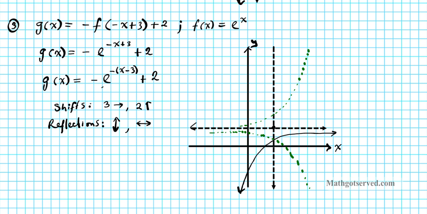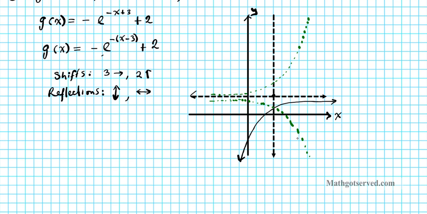Remember, this is an asymptote right here. It gets really close to 0 but never crosses it, a horizontal asymptote. Okay, so there you have the function. This is a translated function.